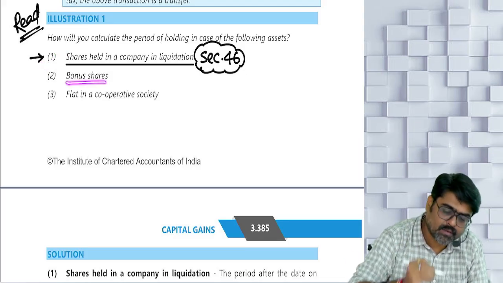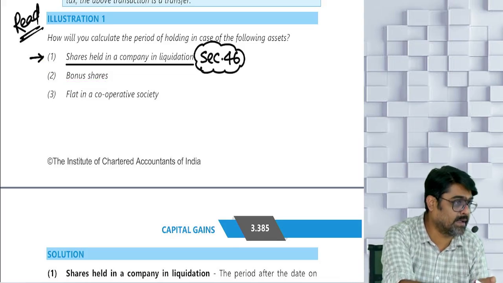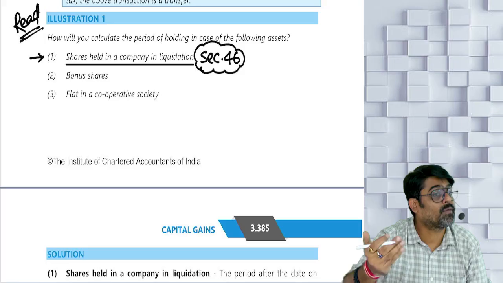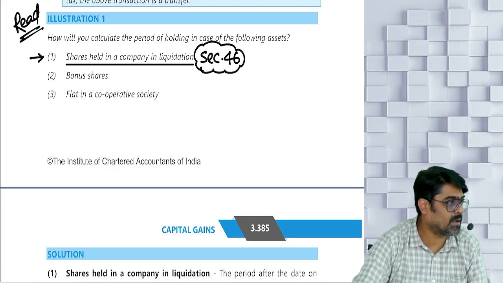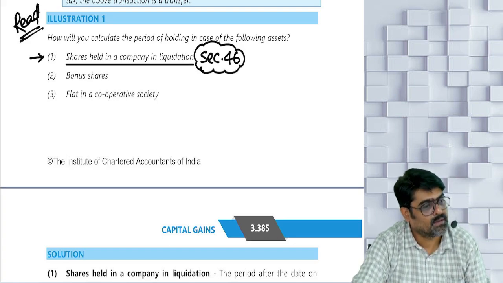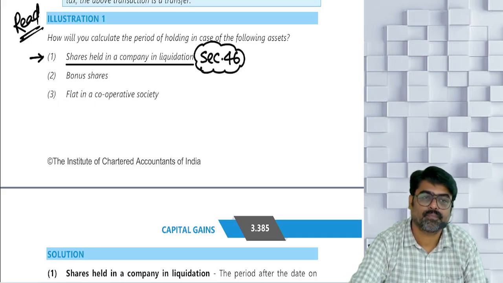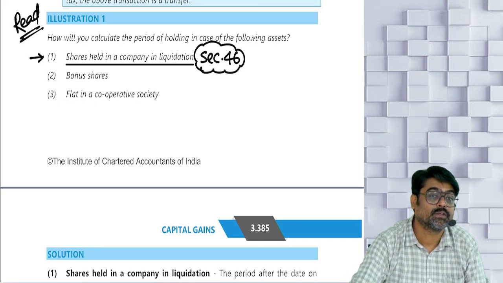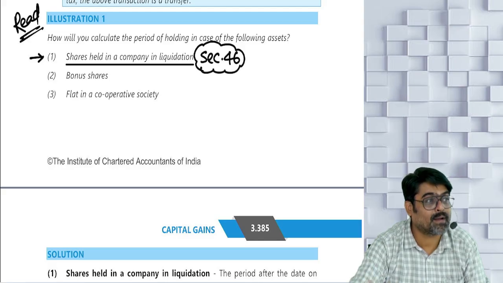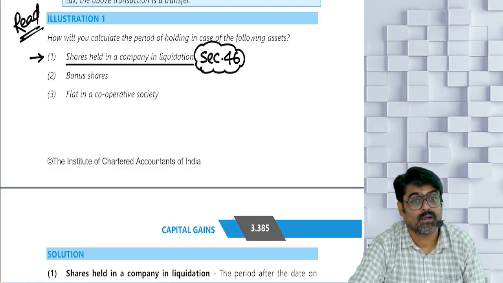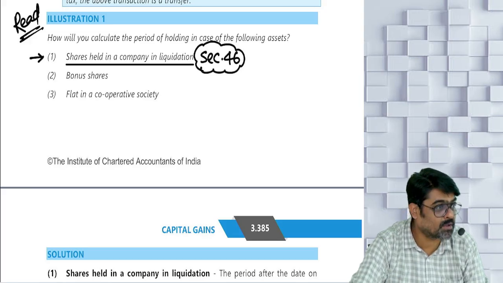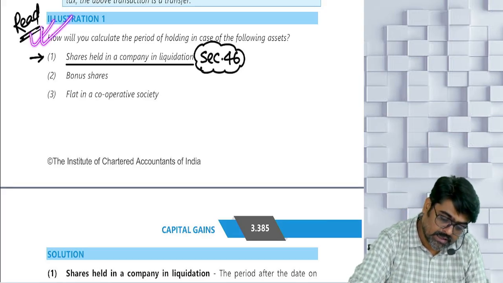What will be the period of holding of the bonus shares? If listed, then the date of credit in your demat account. If unlisted, then the date of allotment. What about a flat in a cooperative society? The date on which you get the right of ownership by becoming a member is the date on which you acquire it, and the period of holding will start from that date till the date you transfer that right of ownership. Yes or no? Understood? So this is your illustration number 1.